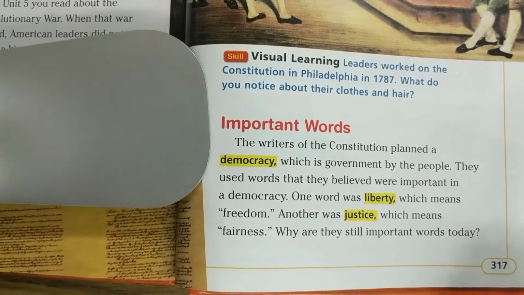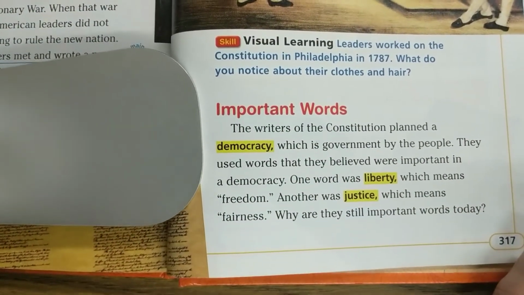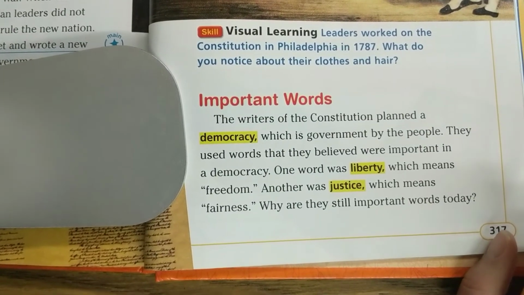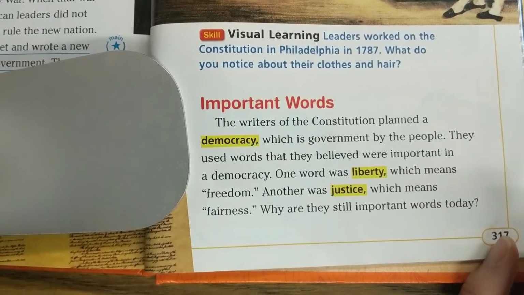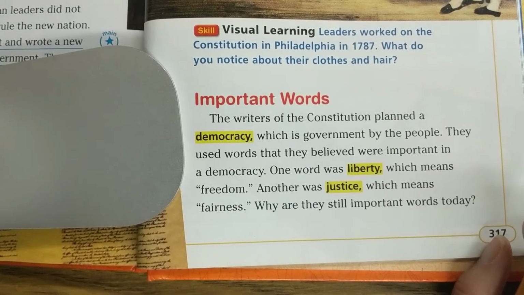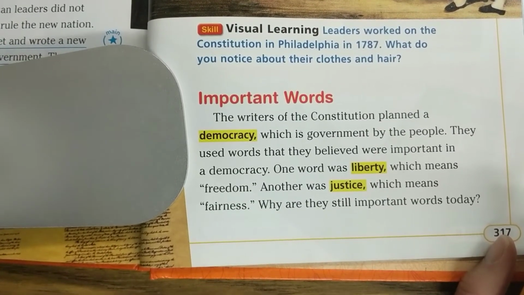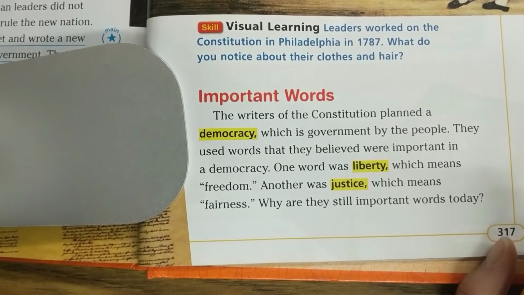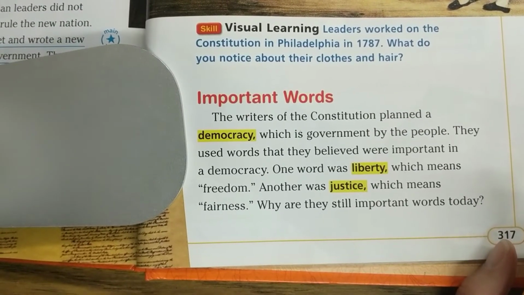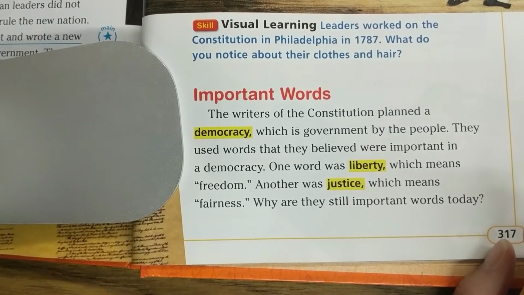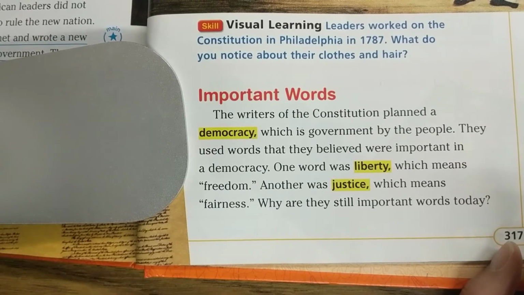Important words. The writers of the Constitution planned a democracy, which is a government by the people. They used words that they believed were important in a democracy. One word was liberty, which means freedom. Another was justice, which means fairness. Why are they still important words today?